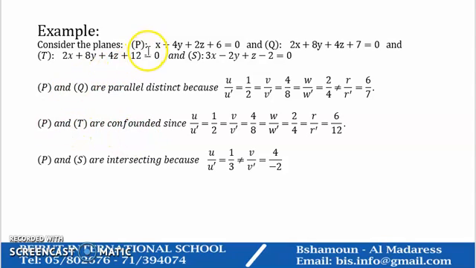But if we take the two planes P and T, I notice that u over u prime equals v over v prime equals w over w prime equals r over r prime, so the two planes P and T are confounded. And for the two planes P and S, I notice that u over u prime is not equal to v over v prime, so the two planes are intersecting.